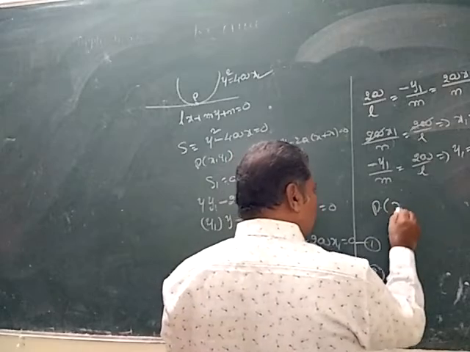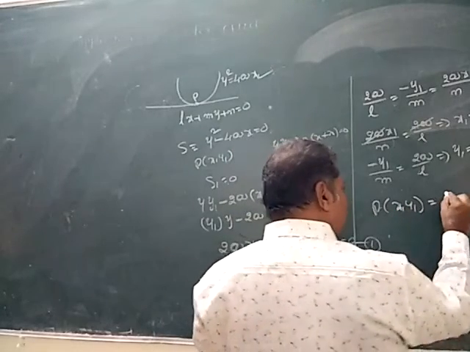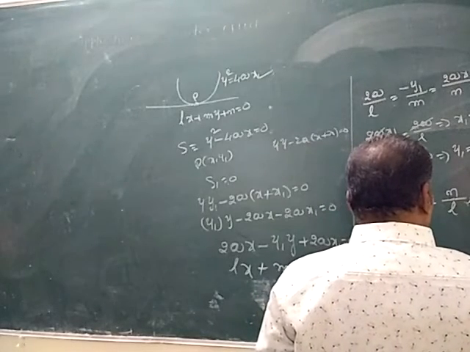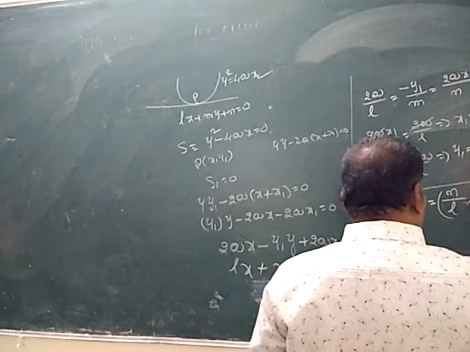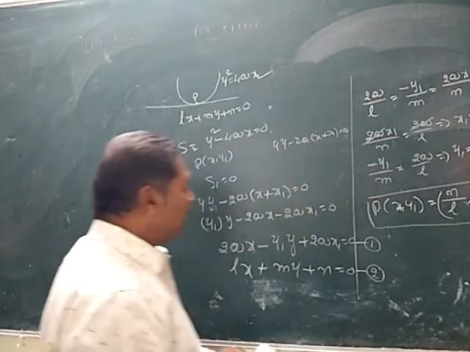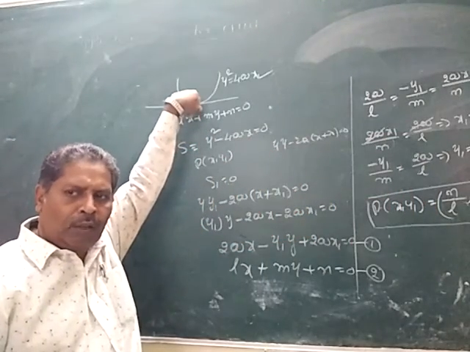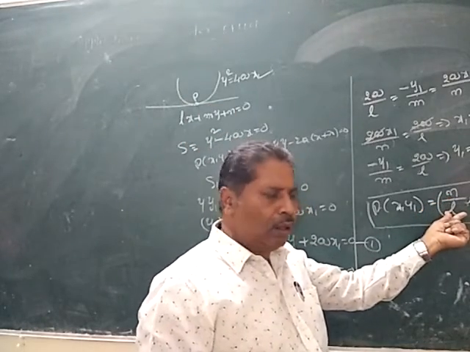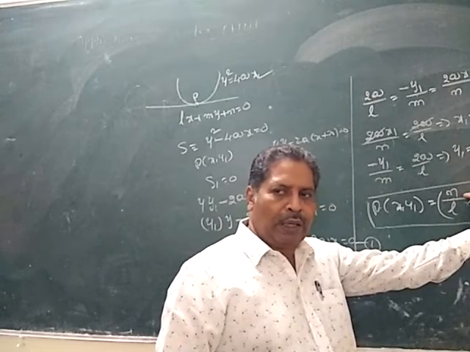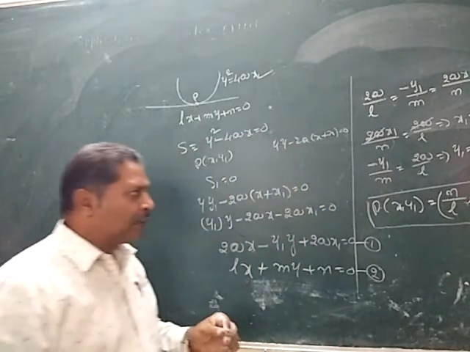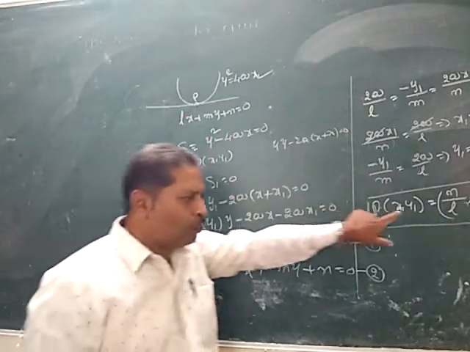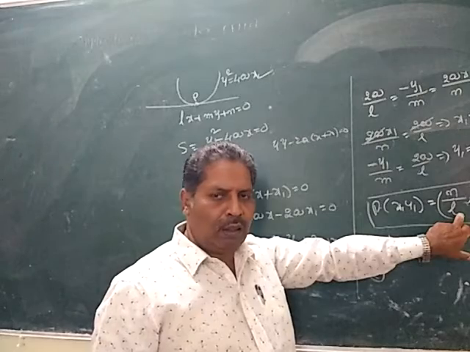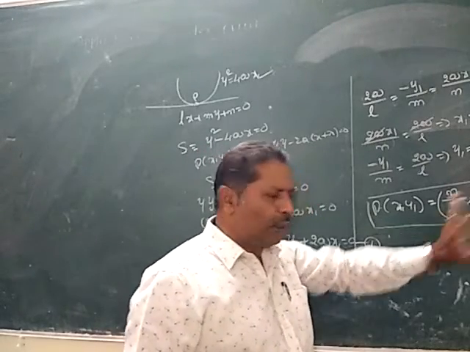So the P point, x1, y1, equal to N by L, minus 2am by L. This is also a formula. That is the point of contact formula. We want the condition, not the point, but this is also a formula. Point of contact is, remember this one, N by L, minus 2am by L.